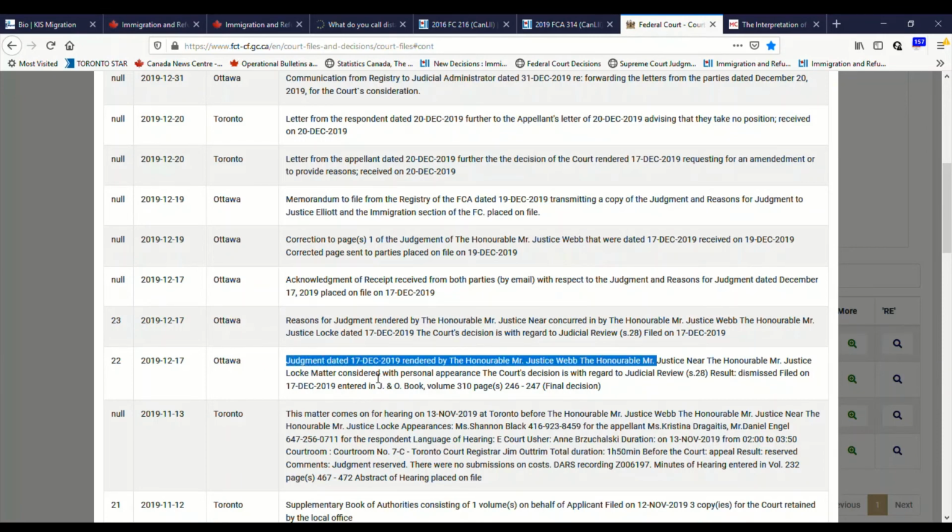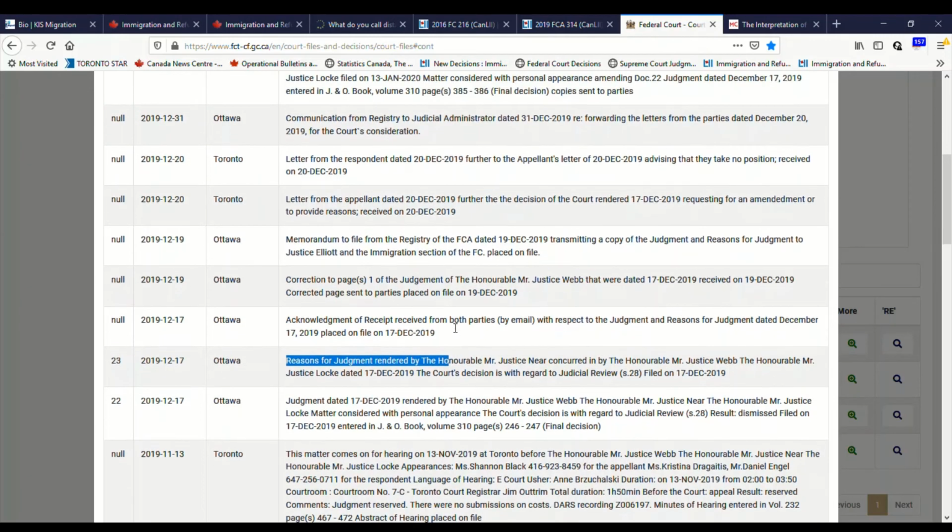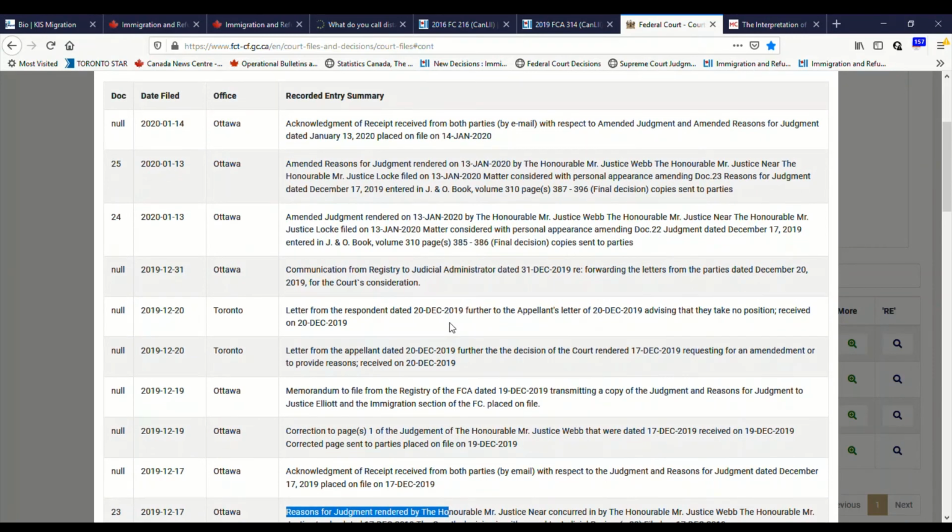The judgment was dated December 17, 2019, and the reasons for judgment were rendered the same day, but then there was an amendment made on January 13th. Amended reasons for judgment rendered on January 13th, 2020. So basically, on December 17, 2019, a panel of 3 Federal Court of Appeal judges unanimously dismissed the appeal with cause. However, the decision was amended to appeal dismissed without cause on January 13, 2020.